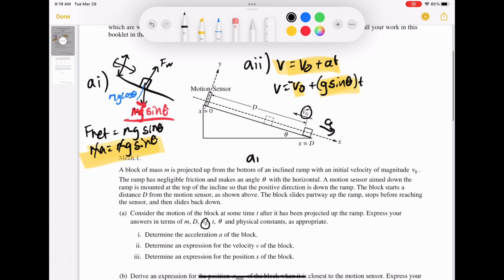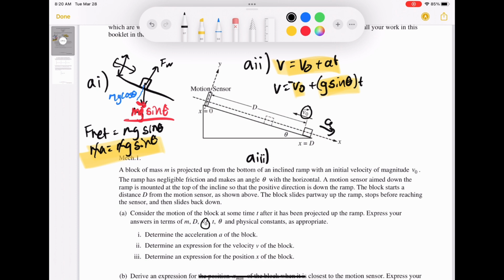We talk about axes, setting our axes. Make sure you're using the problem's axes, otherwise you can definitely get that problem wrong. Okay, so now we have AII, and for this part it says determine an expression for the position x of the block, so here we just need to find that position function.